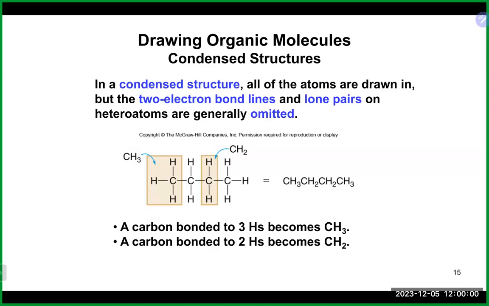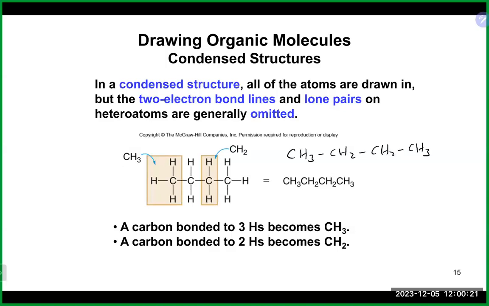As I mentioned before, condensed structure is essentially where we shorten the formula. We do not draw out our bonds to hydrogen, and it's commonly used. A lot of people, when they do draw condensed, will still put the dash between things. So that's common to see as well.